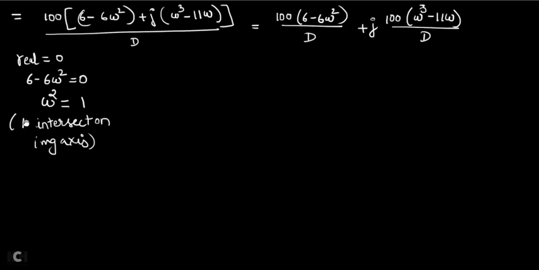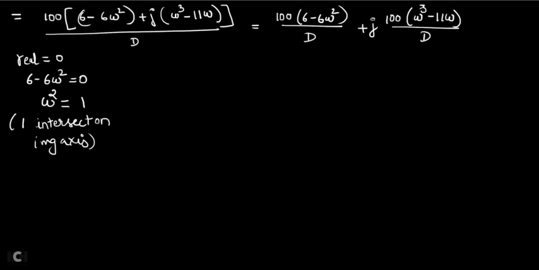Why am I writing 1? Because you got one omega value. Omega is equal to a single number, because omega square is 1 now. You did not get any comma something. So I am writing one intersection on the j omega imaginary axis.